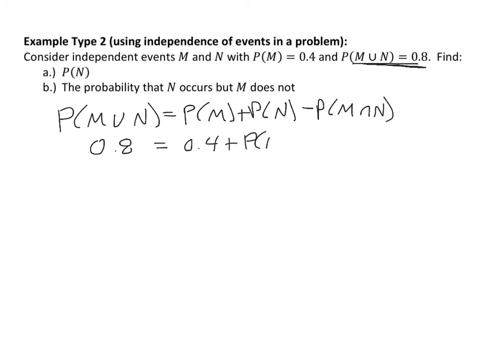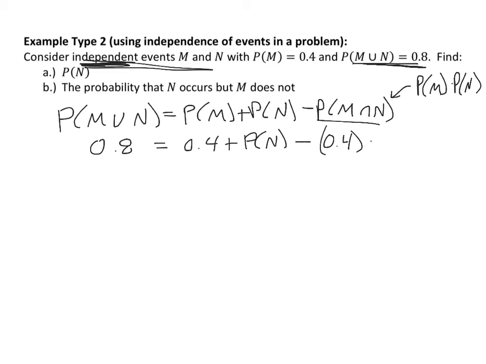Unfortunately, I don't know what the probability of N is, so that's a bummer. And you might over here be sad, like, oh man, I also don't know what the intersection probability is. And this is where independent events comes in. Because these events are independent, what do we know about the AND probability? Well, the property that we just learned is that this AND probability right here is supposed to be the probability of M times the probability of N. Okay, but we don't know both of those things, but we know that the M probability is 0.4, and the N probability is the thing that I'm trying to find.